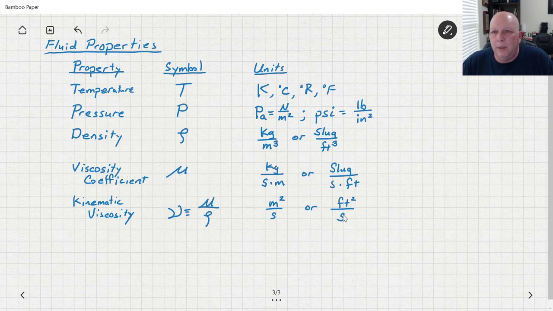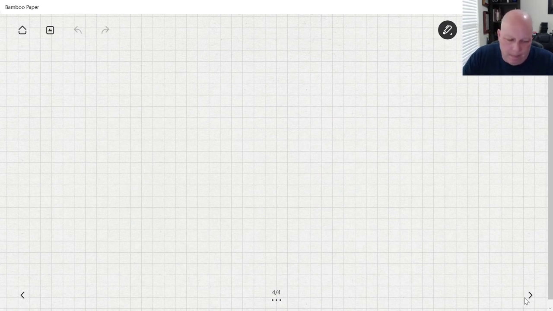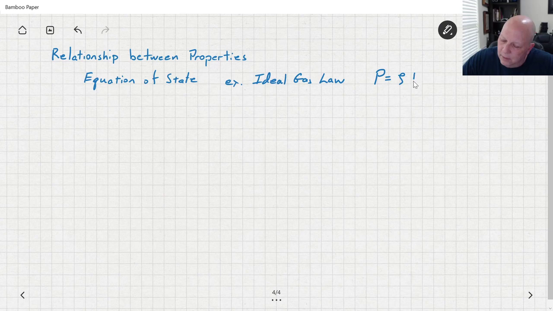In addition to properties, we also have relationships between properties. And you saw this in your chemistry class or your thermodynamics class. We call this an equation of state. One of the real common ones is the ideal gas law. Let me introduce that with an example. Pressure equals density times a specific gas constant R times T. So it's a relationship between pressure, density, and temperature. The pressure and the temperature must be in absolute units.